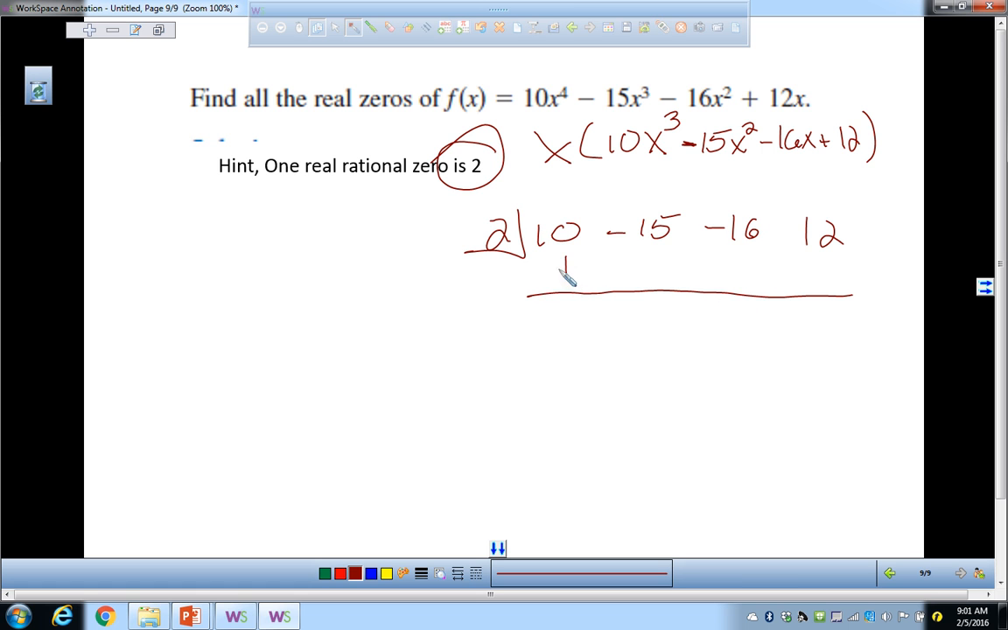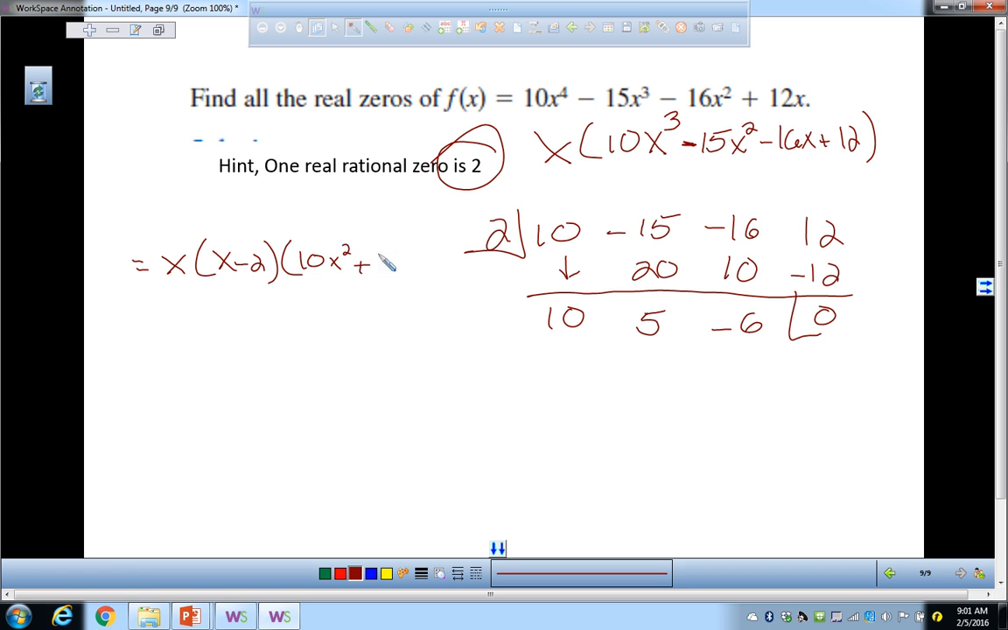And I'm going to bring this straight down. 10, 20, tell me if I mess up. 10, 20, 5, 2 times 5 is 10. Oh, it worked. Minus 6, right? 2 times minus 6 is negative 12. That means that x minus 2 is a factor, right? So far this thing factors to x times, because I factored out an x over here, right? X times x minus 2 times 10x squared plus 5x minus 6, okay?